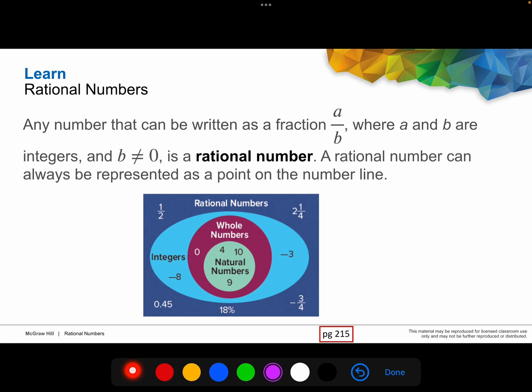We now have rational numbers, which can be written as a fraction a over b, where a and b are both integers and b is not equal to 0. A rational number, just like all other integers, can always be represented as a point on the number line. And you'll see here our set of rational numbers is the superset currently that we know of.